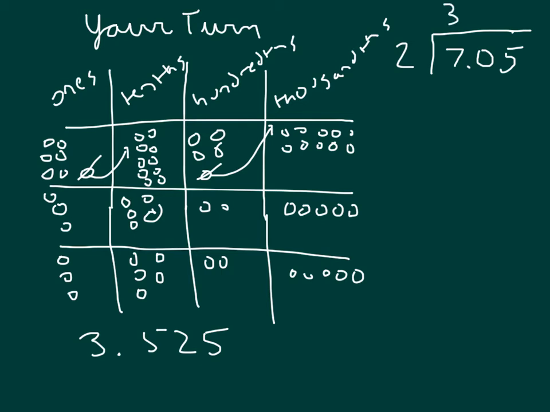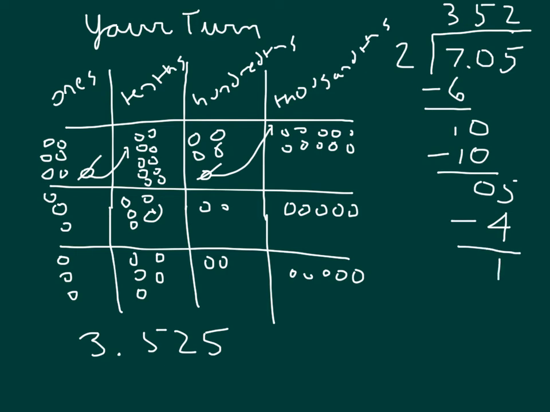2 goes into 7 3 whole times. 3 times 2 is 6. 7 minus 6 is 1. Bring down the 0. 10 divided by 2 is 5. 10 minus 10 is 0. Bring down the 5. 5 divided by 2 is 2, because 2 times 2 is 4. 5 minus 4 is 1. Add a 0. Drop a 0. 10 divided by 2 is 5. 10 minus 10 is 0, and our decimal point placed. Check your work.